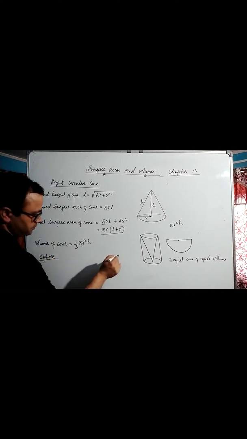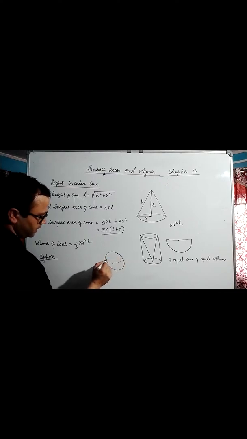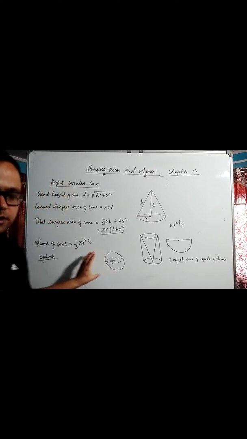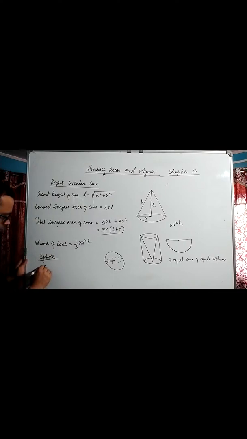In a sphere, it has radius and diameter. This is the radius. Now twice the radius is the diameter. In a sphere, curved surface area and total surface area are the same, so we can write just the surface area of a sphere.